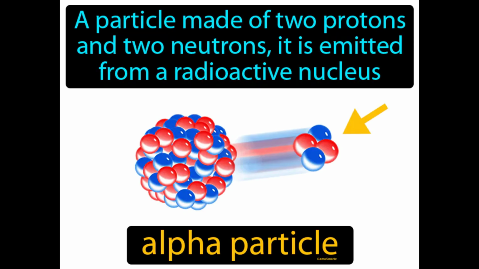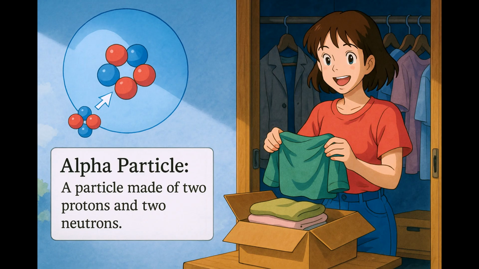A particle made of two protons and two neutrons, it is emitted from a radioactive nucleus. Alpha particle. An alpha particle is a type of radiation often described as a tiny, fast-moving helium nucleus emitted by certain radioactive materials. Imagine you're trying to declutter your closet, removing items you no longer need to make room for new ones. This process is similar to how a radioactive nucleus emits an alpha particle to become more stable.